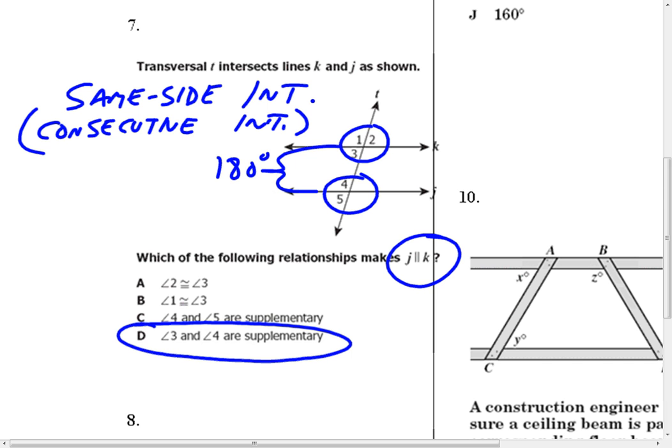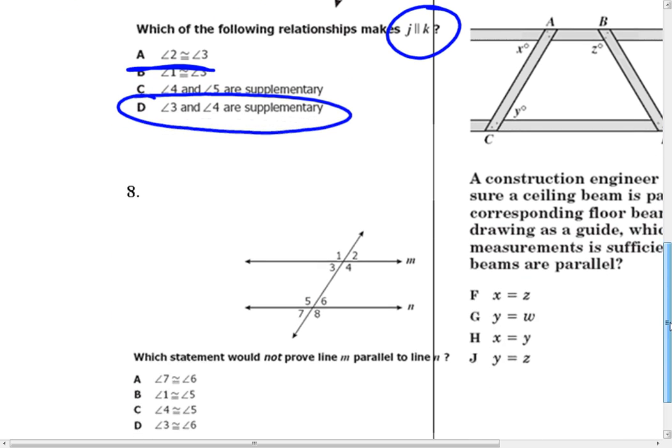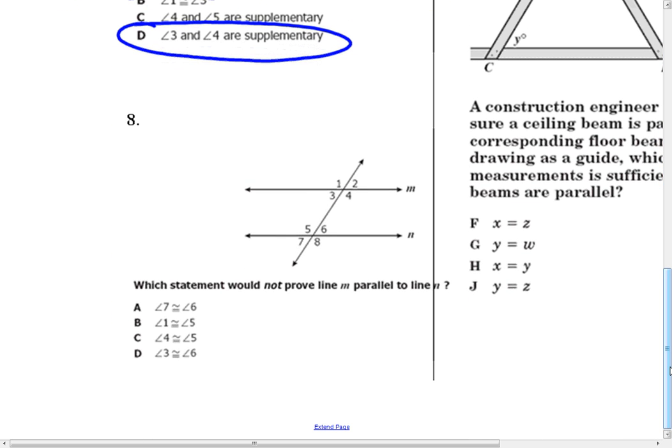Once again, we have true statements. 4 and 5 are supplementary. 1 and 3, not true. 2 and 3, equal. That's true. So A and C were also true, but they did not do the job. Be careful of little words like not. The SOL test loves to throw in the negation of what you're used to.